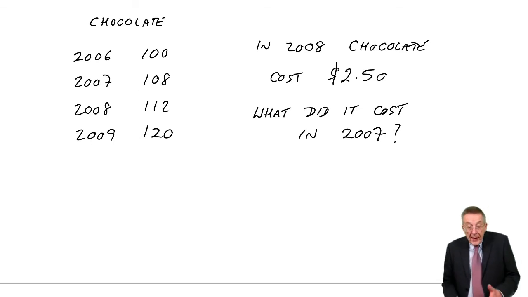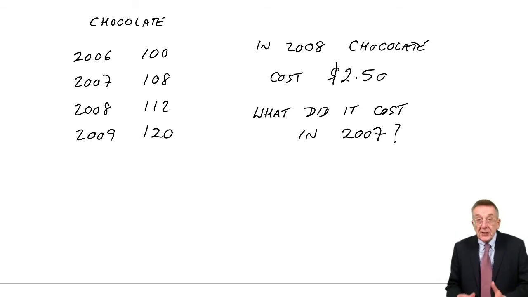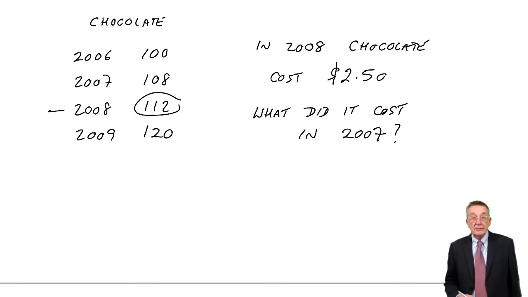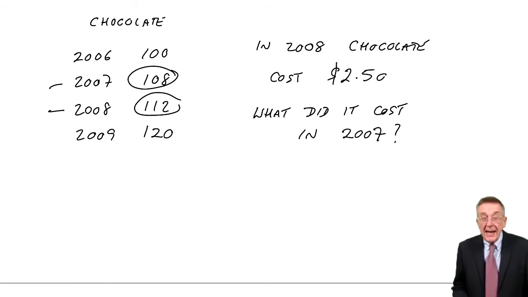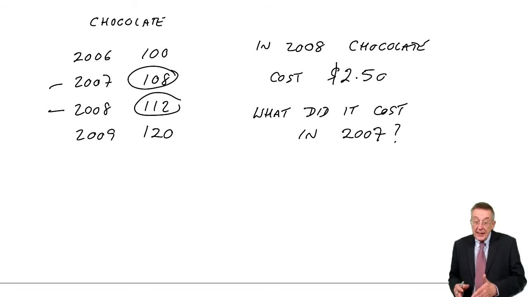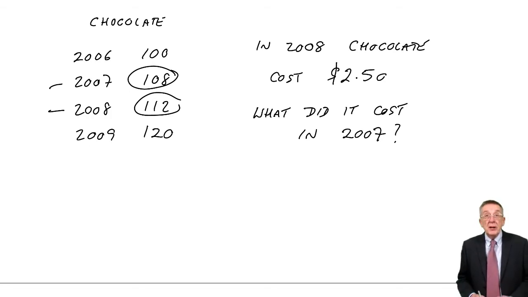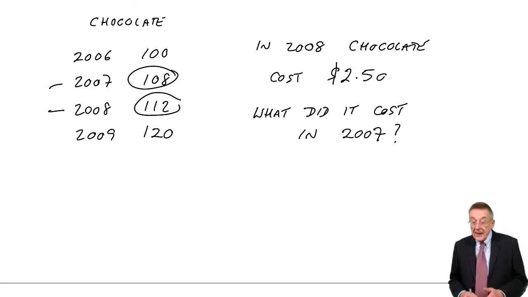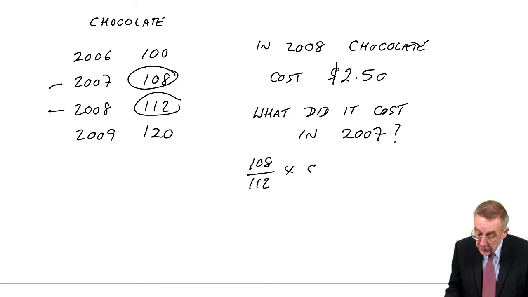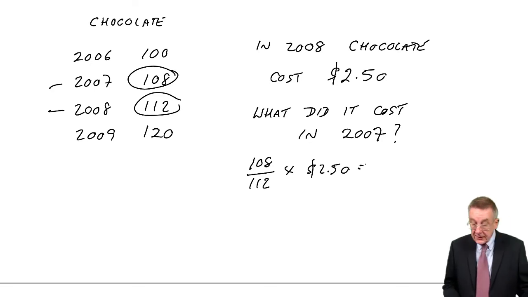Well, think about it, but make sure you don't just learn a rule. If we've understood index numbers, this is easy. We know that in 2008, the index number was 112. We know in 2007, it was 108. So for every $112 in 2008, 2007 would have cost $108. And so the cost in 2007 will have been 108 for every 112 of the $2.50.